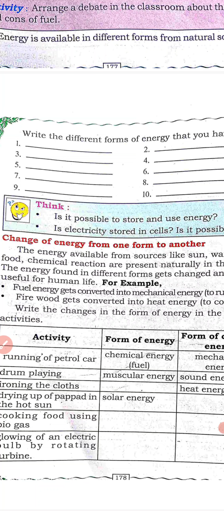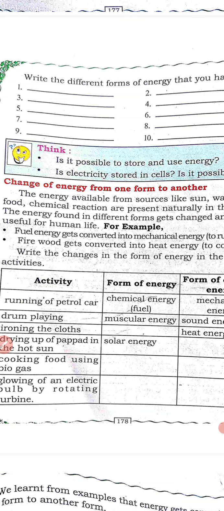See here, it is given: fuel energy gets converted into mechanical energy. Firewood gets converted into heat energy. You use the iron box. In that, electricity is converted into heat energy, like that. So here they have given so many examples.